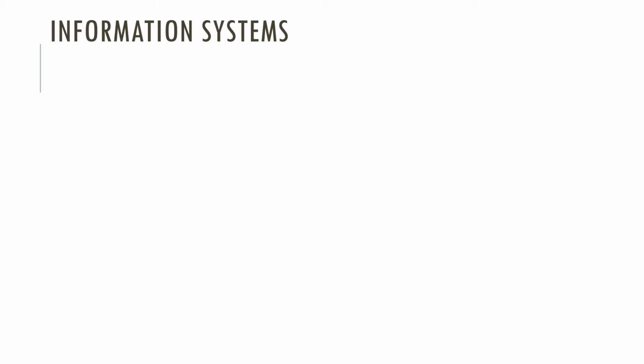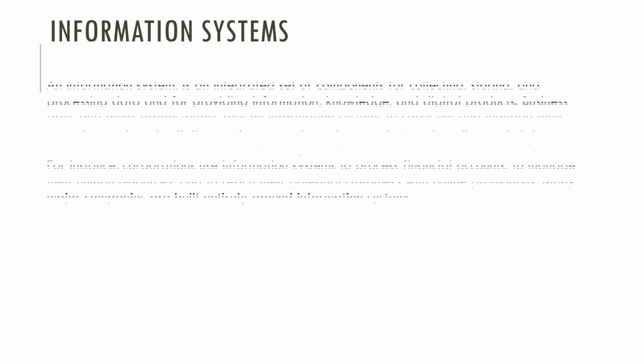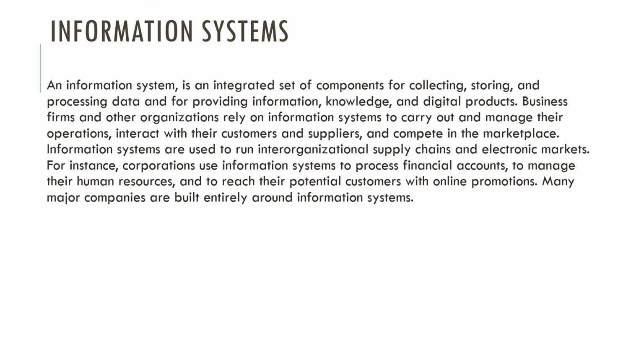Now let's delve into information systems. An information system is an integrated set of components for collecting, storing, and processing data, and for providing information, knowledge, and digital products. Business firms and other organizations rely on information systems to carry out and manage their operations, interact with their customers and suppliers, and compete in the marketplace.